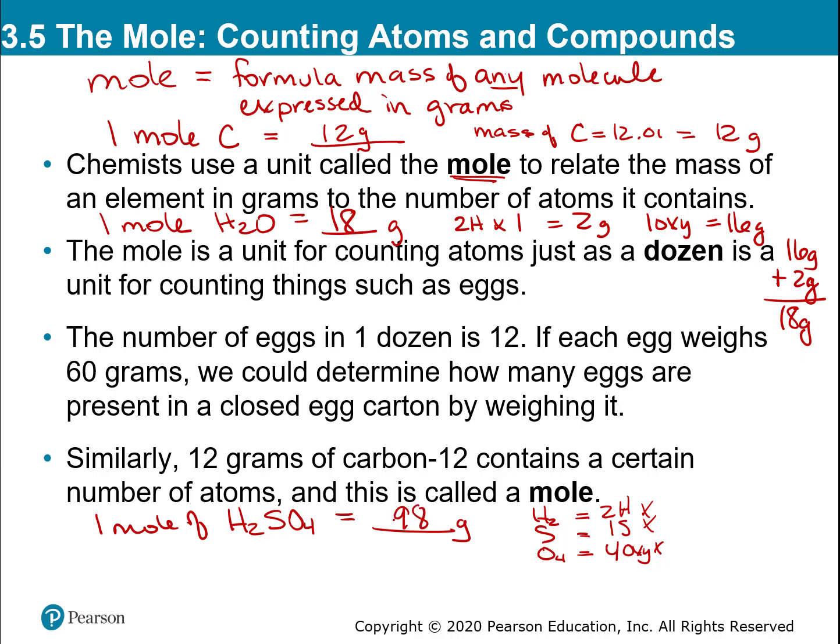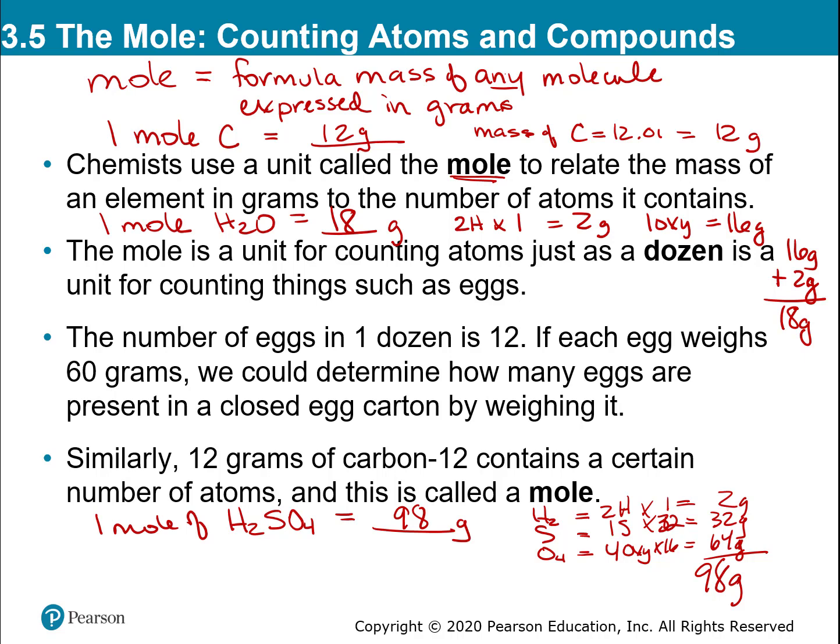98. Anybody not get that? Okay, it's just 2 hydrogens times 1, 2 grams. 1 sulfur, each one weighs 32, so that's 32 grams. And then 4 oxygen, each of them weighs 16, so that's 64 grams. So I just add them up. That's where I get 98. So 98 grams in 1 mole.